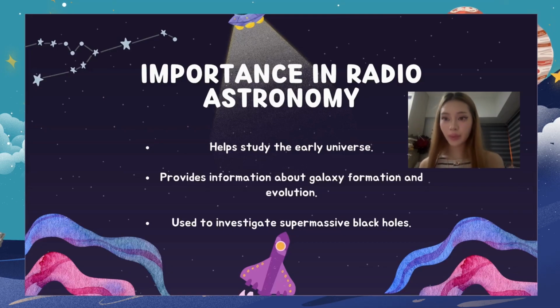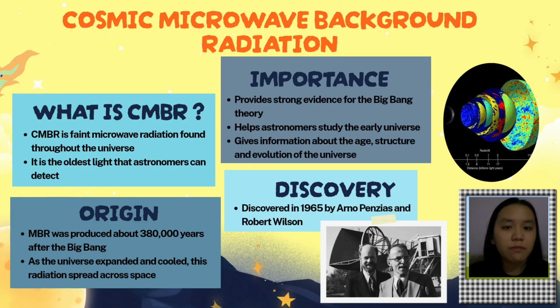Cosmic microwave background radiation, or CMBR, is a faint microwave radiation that exists throughout the entire universe. It is often called the oldest light in the universe because it was produced shortly after the Big Bang. About 318,000 years after the Big Bang, the universe cooled enough for the light to travel freely through space. As the universe continues to expand, this light changes into microwave wavelengths, which we now observe as CMBR.